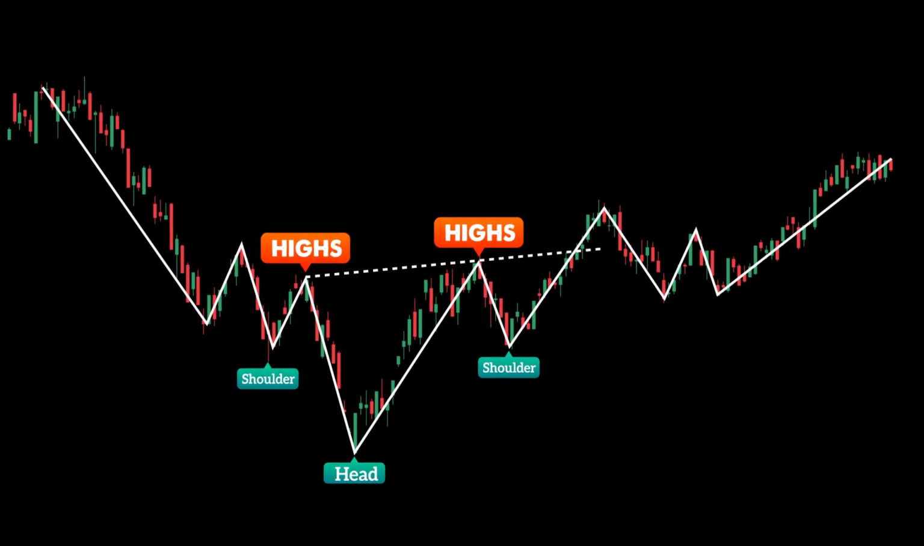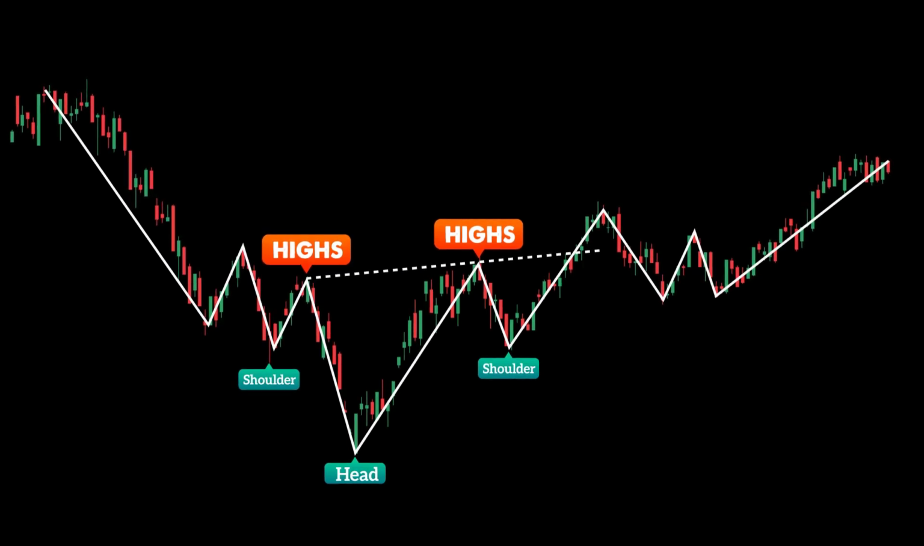Now that you understand how the head and shoulders and inverse head and shoulders patterns work, you're probably wondering how to actually apply them to a real trading strategy.